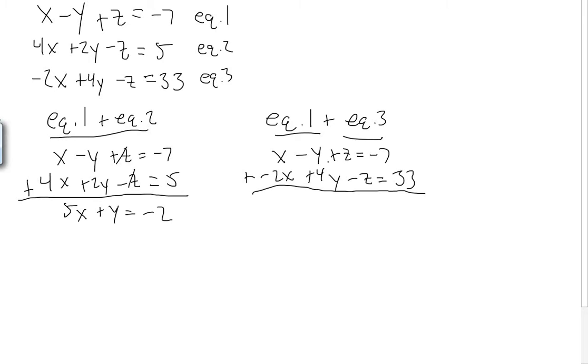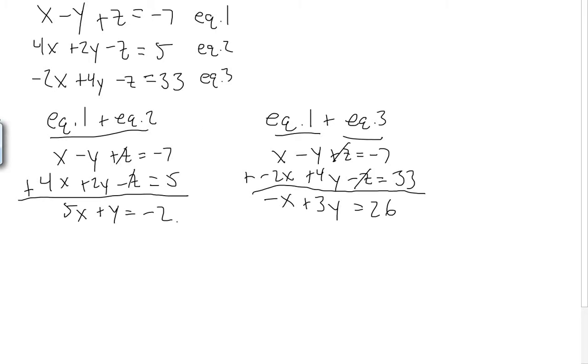If you didn't guess it, the reason why I chose to use equation 1 and equation 3 is because the z's eliminate when I add vertically again. Notice if I chose 2 and 3, the z's aren't quite ready to eliminate because they're both negative. I'd have to make them opposites in order for them to eliminate, so there's just one extra step that I'd have to do. So equation 1 and equation 3 are already ready to go. Let's just use those. x minus 2x gives me -x. -y plus 4y is positive 3y. And then -7 plus 33 is positive 26.